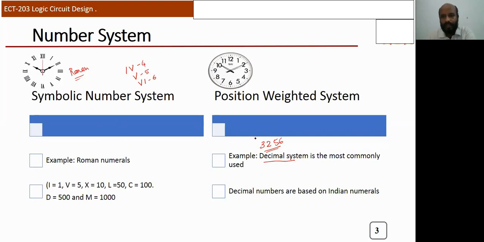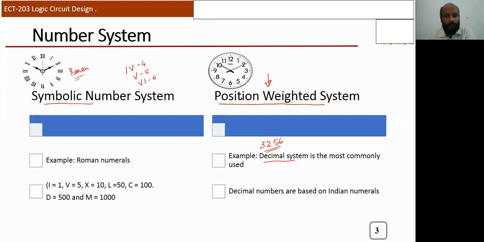And this number system is very common because it uses the concept of a position weighted number system. Okay, so now we can see that there are two types of number system. One is a symbol based number system and another one is a position weighted number system. And the decimal system is one of the position weighted number systems. There are many position weighted number systems. So our discussion is mainly focusing on this particular number system, that is the position weighted number system.